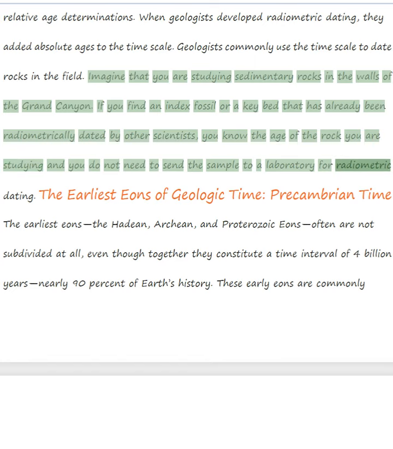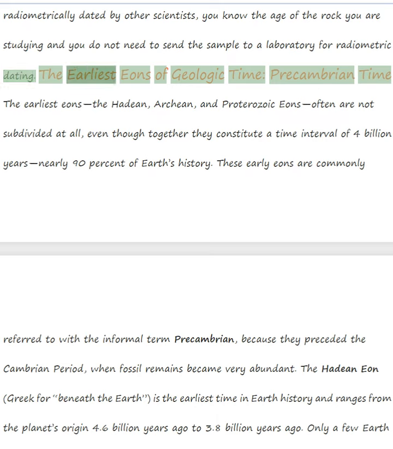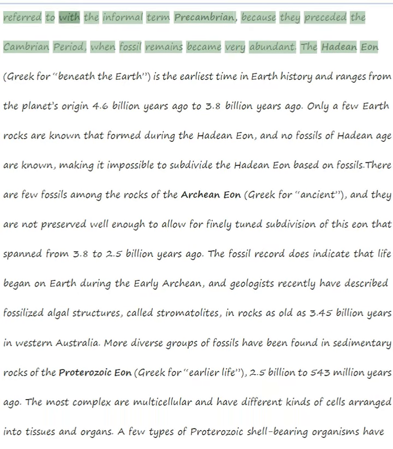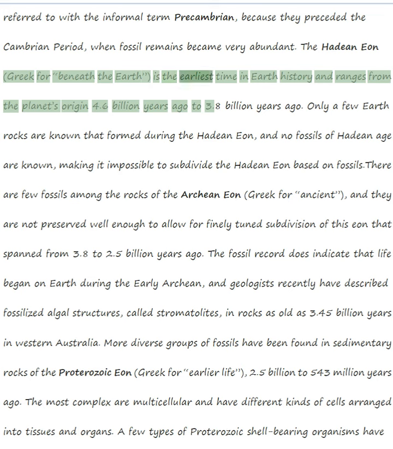The earliest eons of geologic time, Precambrian time. The earliest eons, the Hadean, Archean, and Proterozoic eons, often are not subdivided at all, even though together they constitute a time interval of 4 billion years, nearly 90% of Earth's history. These early eons are commonly referred to with the informal term Precambrian, because they preceded the Cambrian period, when fossil remains became very abundant.